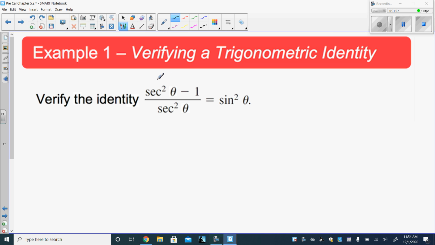Now, the first one we're going to look at is this here. We want to verify that this identity is true: secant squared minus 1 over secant squared is equal to sine squared of theta. We want to show that this is a true statement. There are many different ways that we can do it, and one of them is what we're going to do first.